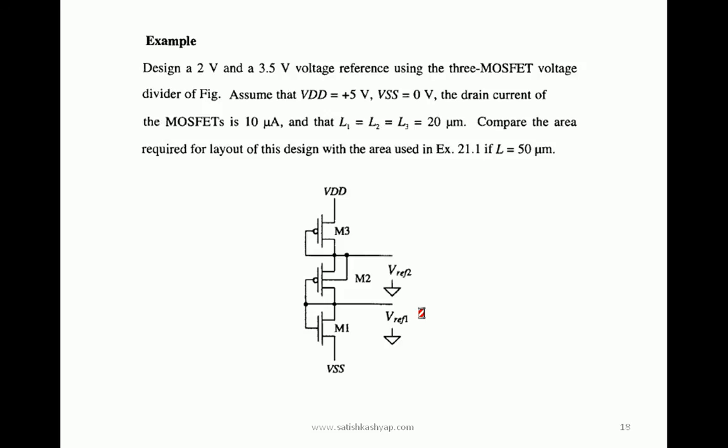And what is the value of VSG3? Can you calculate VSG3? VSG3 is nothing but VDD minus V reference 2. That is nothing but VDD is 5 volts, V reference 2 is 3.5. So 5 minus 3.5 is nothing but 1.5 volts. And VSG2 is simply V reference 2 minus V reference 1. That is again 1.5 volts only. Since VSS is 0, V reference 1, that is 2 volts, is nothing but VGS of M1.